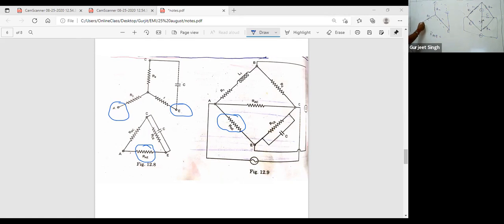To find this RAE resistance, when we are moving from A to point E, we write R3 into small r. In the bracket, we write 1 by R3 plus 1 by r plus 1 by R4. We will write this term. Similarly, when we move from A to point C, we write R3 and R4. Similarly, C to E, we write R4 and r outside the bracket.